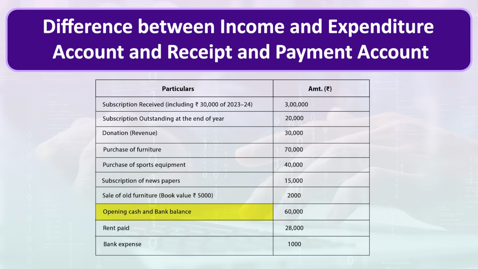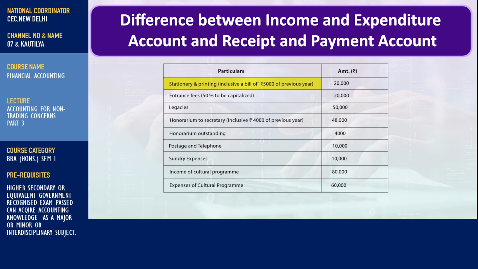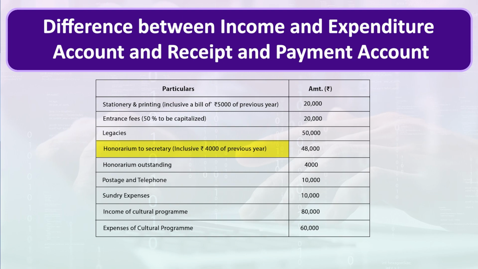Opening cash and bank balance is rupees 60,000. The rent paid is 28,000. Bank expense is 1,000. Stationery and printing, inclusive of a bill of rupees 5,000 of previous year, is rupees 20,000. The entrance fees, of which 50% is to be capitalized, is 20,000. The legacies is rupees 50,000. Honorarium to secretary, which includes rupees 4,000 of previous year, is rupees 48,000.